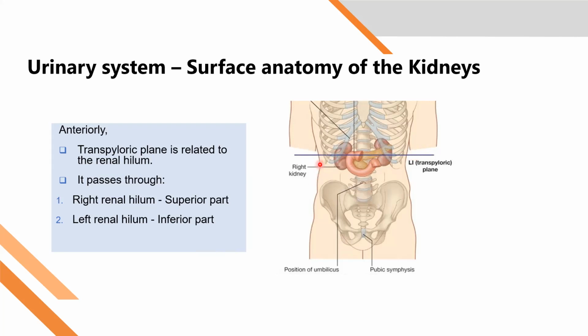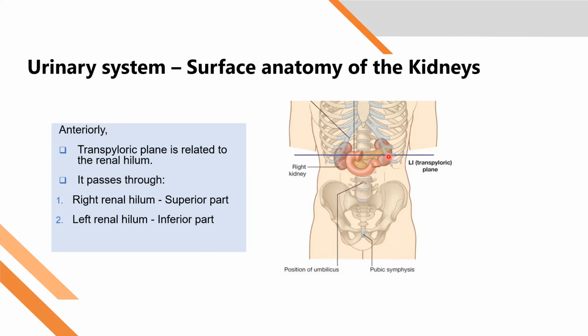It's different for the right kidney and the left kidney. They are located differently relative to the transpyloric plane. You can identify that in this picture. The right renal hilum is related to the transpyloric plane at the superior part of the hilum.